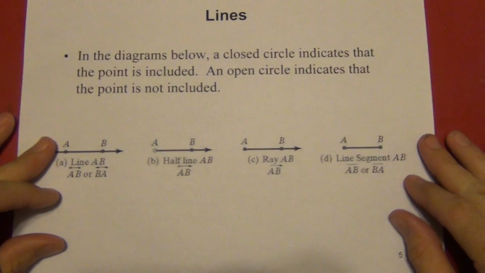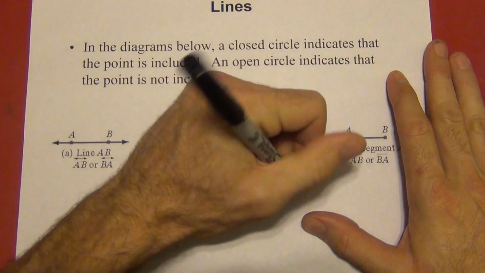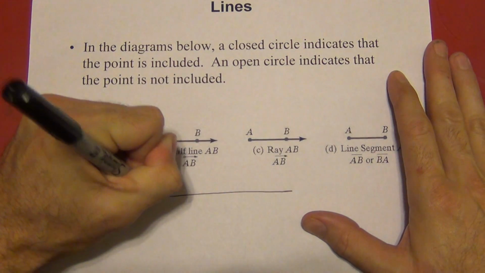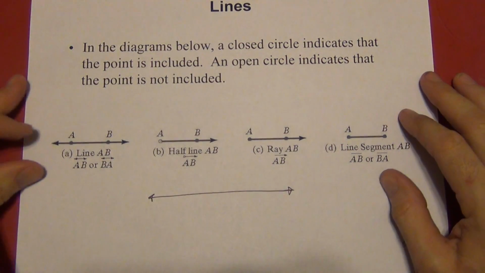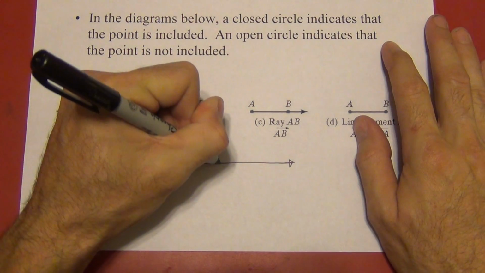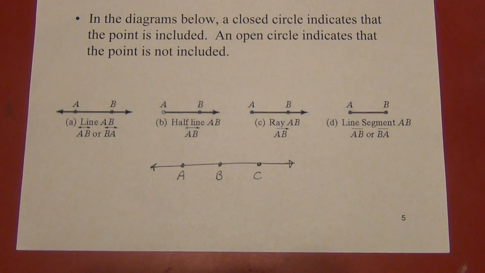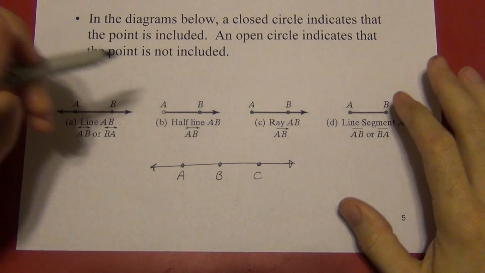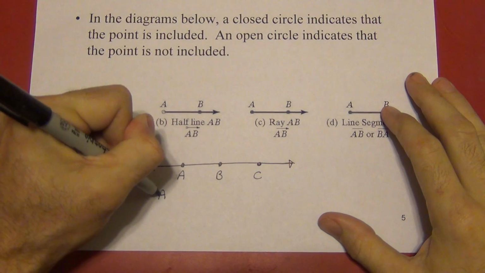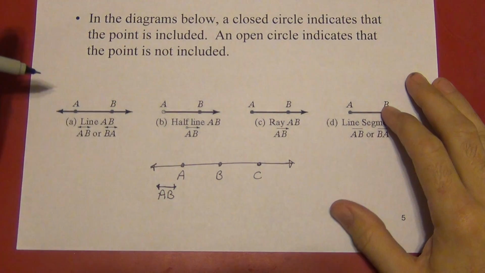Now, I've changed my mind. I wanted to go back to this particular slide. Now, if you've got a line here, let's say you've got A, B, and C on it. You could write AB, and there's your line. That would be the line AB.